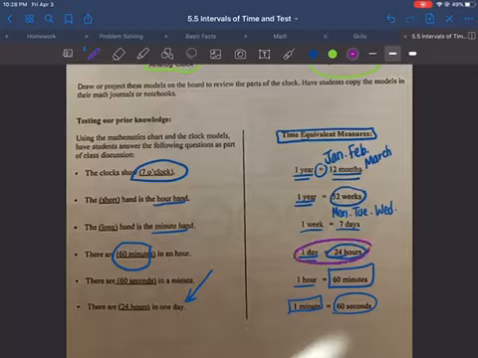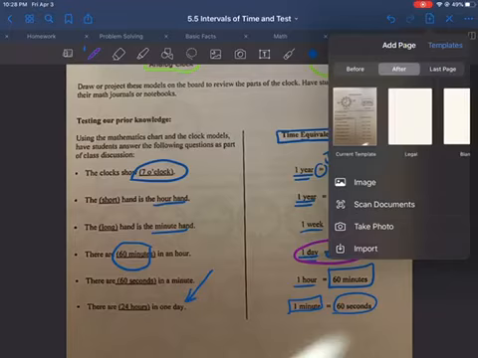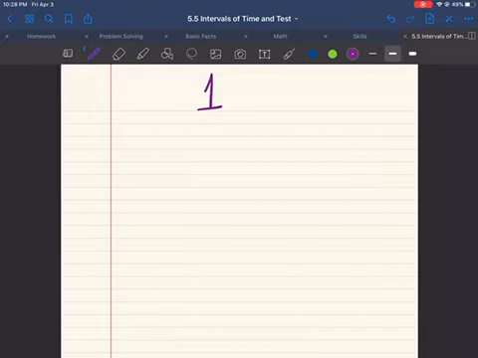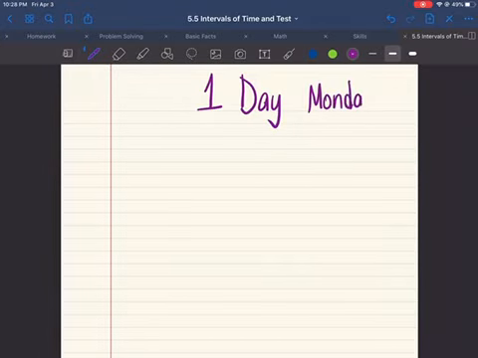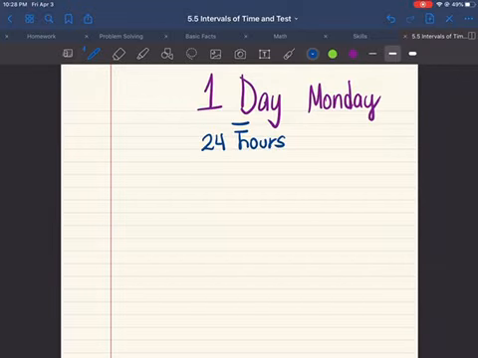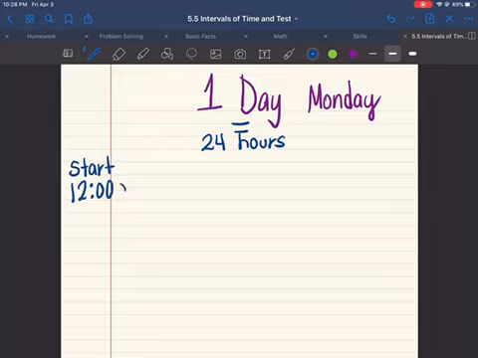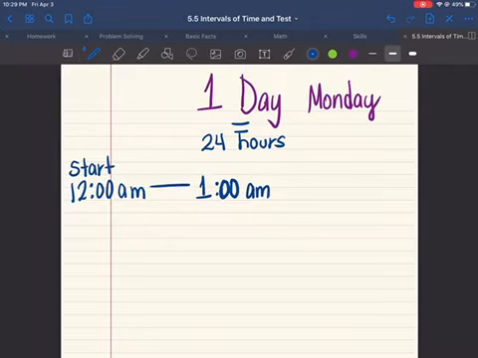Okay, so I want to go ahead and really quickly review right here where it says 1 day equals 24 hours. So this is 1 day. For example, today, which is going to be Monday. If you remember, 1 day is the same thing as saying 24 hours. And this is important, guys. When we start our day, or when the day starts, we start at 12 a.m. 12 o'clock a.m. Okay? After 12 o'clock a.m. comes 1 o'clock a.m.